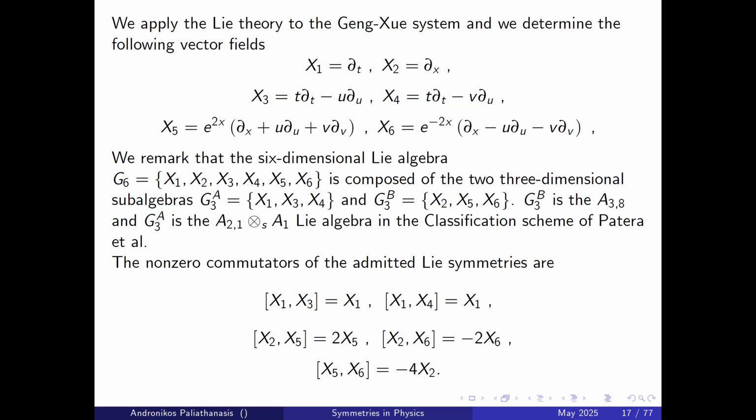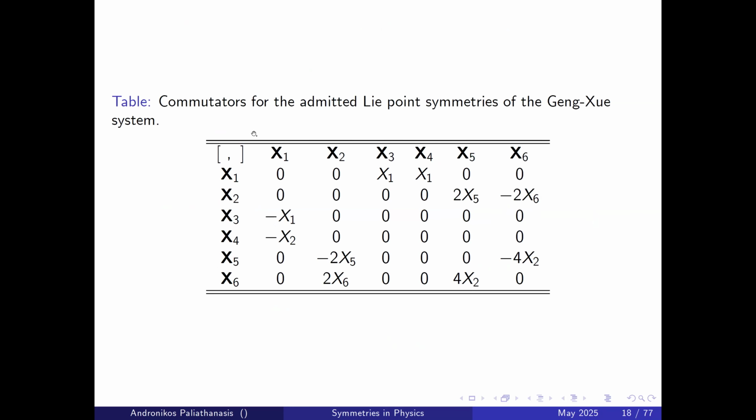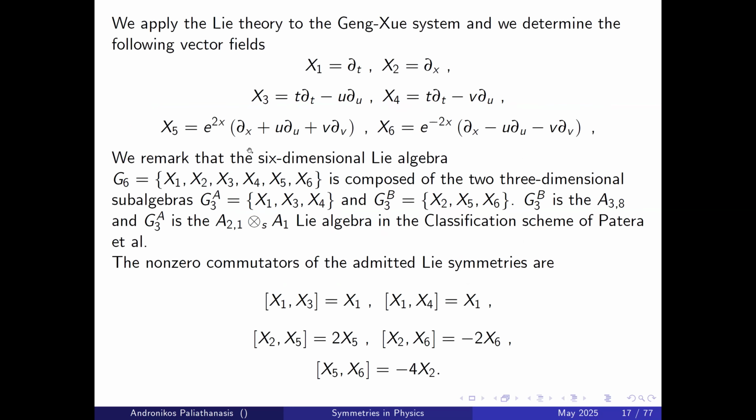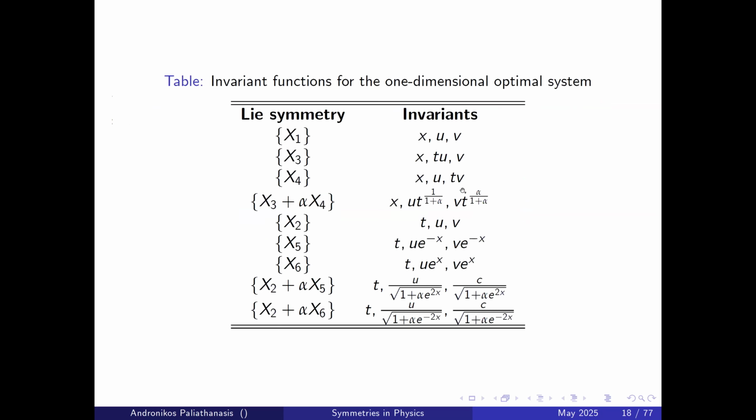The non-zero commutators of the admitted Lie algebra are this one, and from these we define the subalgebras, A3,8 and A1 semi-direct A1 in the Patera-Winternitz classification. So these are the commutators in a tabular way. As you can see, the table is antisymmetric, as expected from the definition.